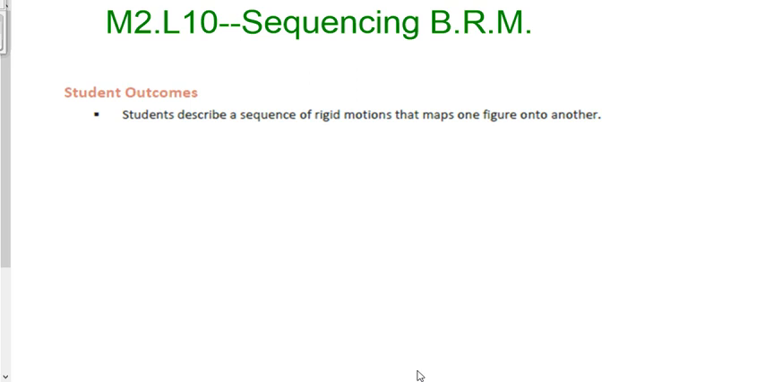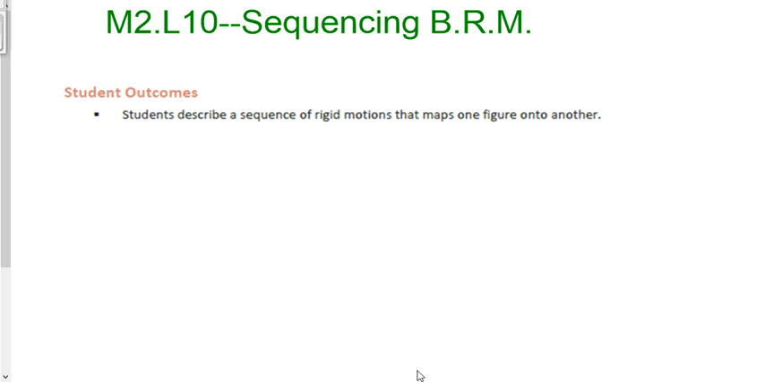Me yet again. Looking this time at sequencing basic rigid motions. So in the last lessons, 7, 8, and 9, we looked at translations, reflections, and rotations. This is going to be our chance to describe the sequence using any of the rigid motions that we need to. It might be one, it might be two, it might be all three of them.